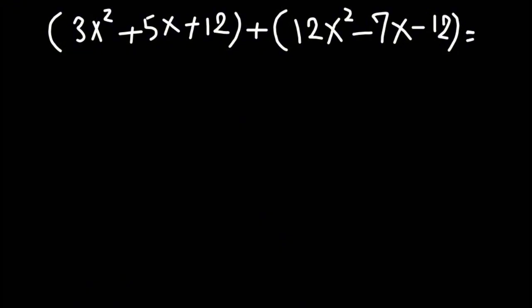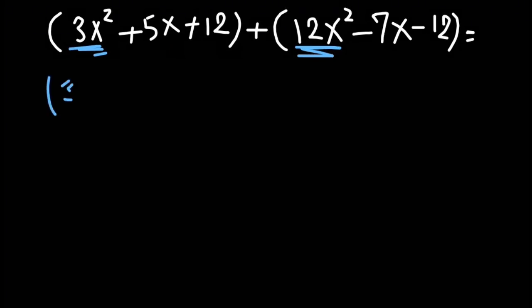Okay, let's continue with this example. Let's read it together. The first polynomial is 3x squared plus 5x plus 12, and the second one is 12x squared minus 7x minus 12. As we did before, we will combine like terms. First of all, we have 3x squared with 12x squared. So let's add them together. I'm going to just keep them together.